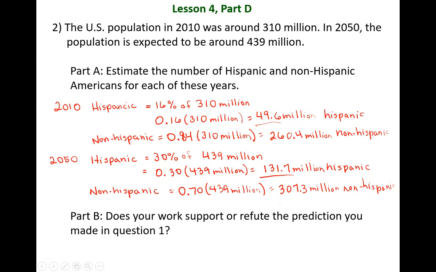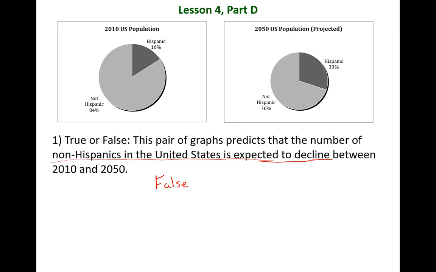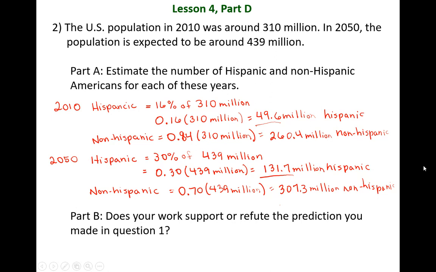When I made the prediction, let's go back, it asked, is the non-Hispanic population in the U.S. going to decline? And I said no. And if we look, we see that the non-Hispanic population increased. So it supports. We can look at the difference. I'm just going to abbreviate H, increased. How much? We can look at an absolute change. Absolute means just the final amount minus the beginning amount.